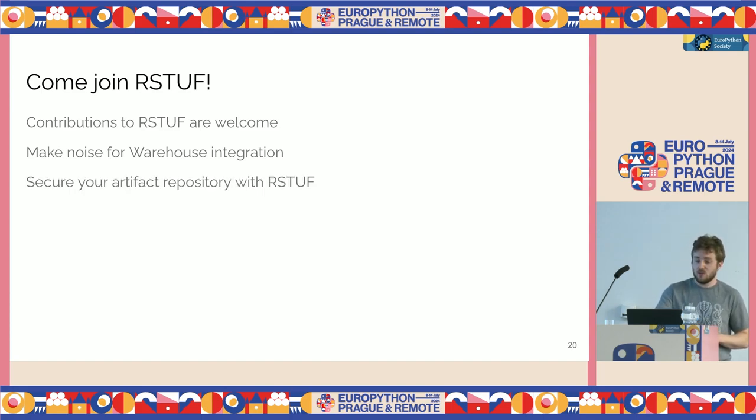And if you are a maintainer of a content repository, then you should definitely give RSTUF a look, for the security benefits that it brings. As I said earlier, RSTUF is not only for PyPI, it's also used for RubyGems. It's completely artifact and language agnostic. You don't even have to use it for programming packages, but can also use it for documents and whatnot.